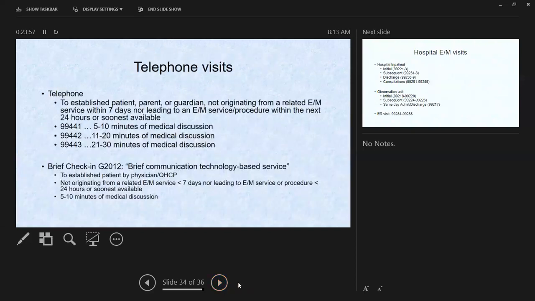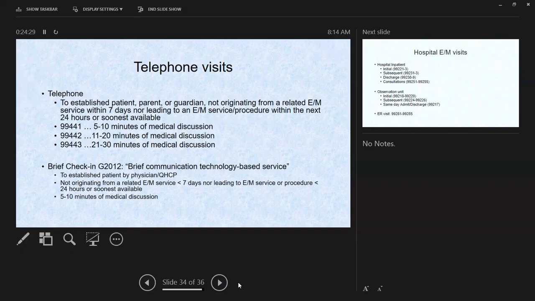We can perform telephone visits. Now, different insurers may or may not pay for this. The codes had always been there, and during the COVID public health emergency, they were paid more commonly by insurers and with rates that made sense to perform telephone visits. As of right now, these are the codes that exist, and it all depends on how much time is spent with the patient on medical discussion on the phone, choosing 4-1, 4-2, or 4-3 based upon 5 to 10 minutes, 11 to 20, or 21 to 30 minutes.